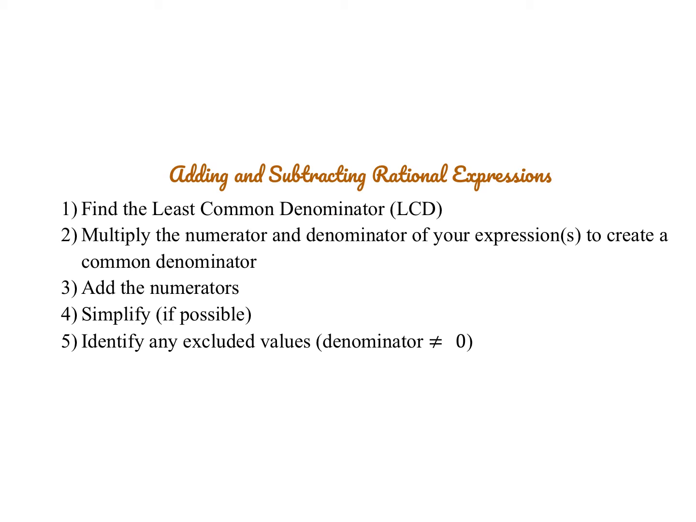And then we need to make sure we create that common denominator by multiplying the numerator and denominator, maybe of one expression or maybe multiple expressions. And then once the denominators are the same, we can just add the numerators, and then we're going to simplify if possible. So we're going to combine like terms and see if we can simplify. And then we're also going to identify any excluded values, so essentially restrictions from our denominator, where our denominator would equal 0. Because remember, your denominator can never equal 0.